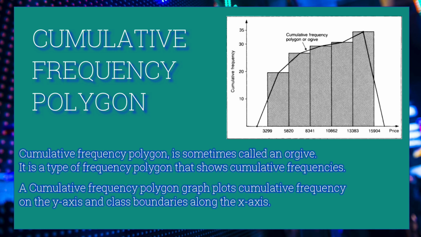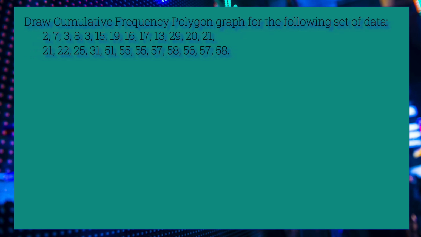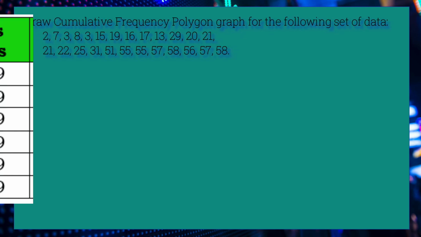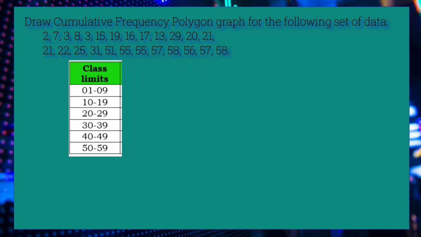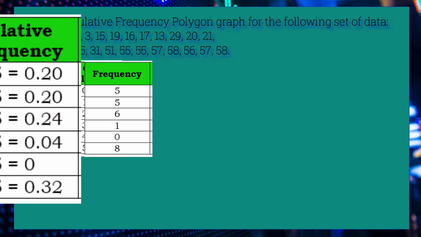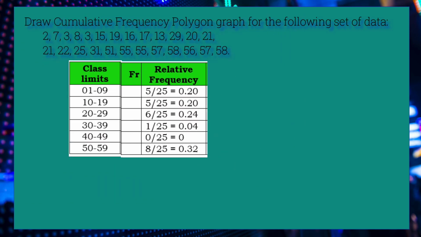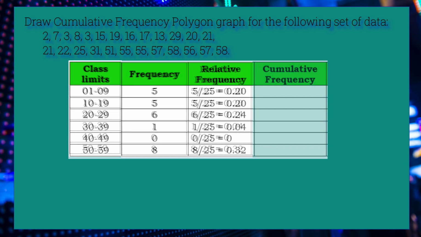How to construct a cumulative frequency polygon? Example, draw a cumulative frequency polygon graph for the following set of data. The first step is to make a relative frequency table from the data. The first column has the class limits, the second column has the frequency, and the third column has the relative frequency. Then, add a fourth column and cumulate the frequencies in column 2 going down from top to bottom.